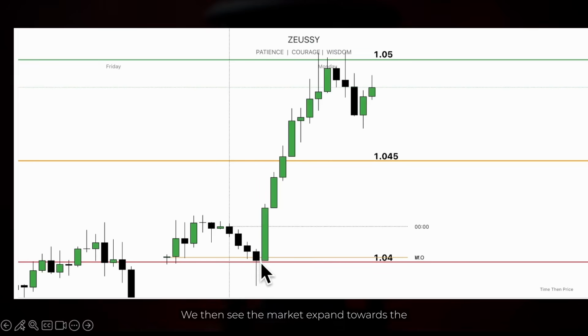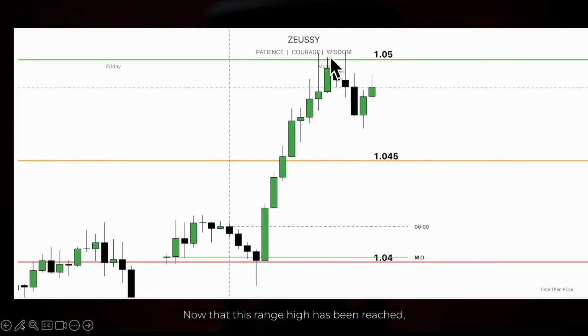We then see the market expand towards the upside, and it displaces through the 104.5 price level. The moment that it displaces through this price level, what you can anticipate is that the next draw on liquidity is likely going to be the 105 price level. Notice that we see the market reprice towards this price level, and eventually we see the wicks go above it multiple times, but the bodies keep on closing below it right here.